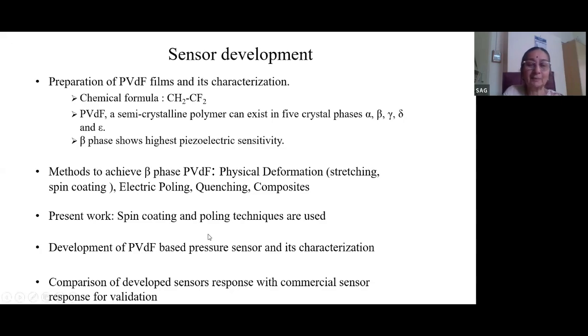And if the project is not done in 6 months, we get scolded by the funding agency. So we thought of converting the available PVdF crystals into PVdF film with a beta phase. In the present work, we used spin coating and poling techniques for getting the beta phase PVdF. We developed this PVdF-based pressure sensor using the films developed, and we compared our sensors with the commercially available sensors for validation.